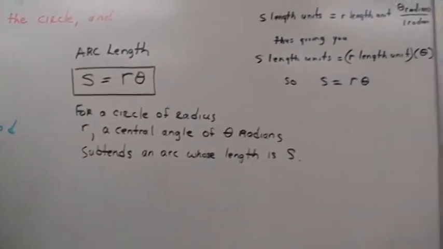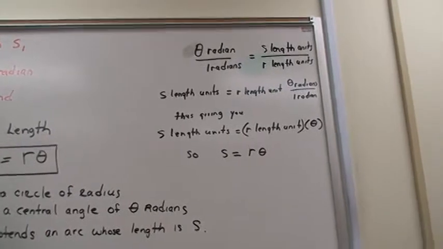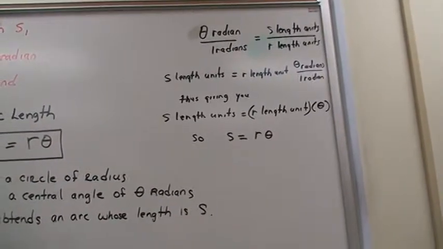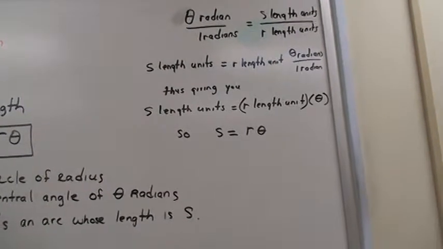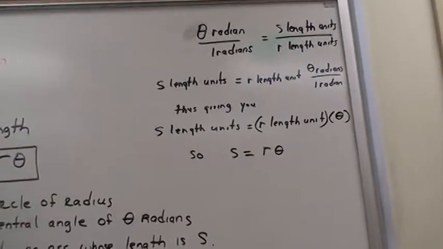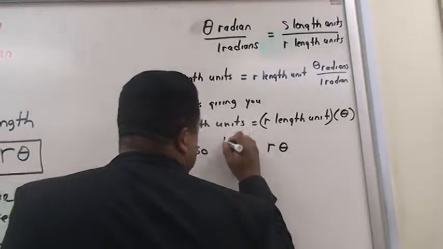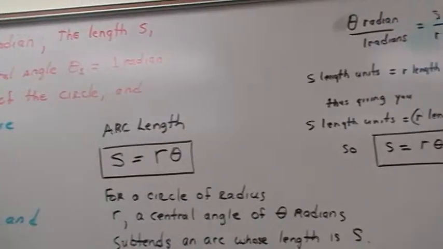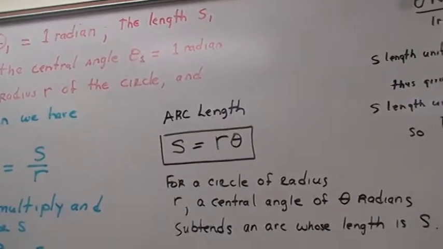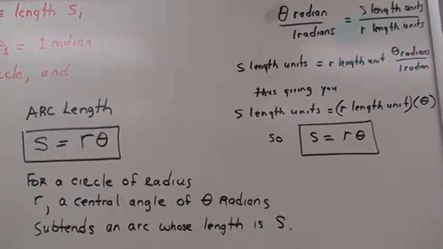Now look at this very closely. We have theta radians over 1 radian equal to S length units over R length units. So this is the relationship that we get, and of course the relationship still holds as well. Theta is dimensionless; however, it is in fact measured in radians.